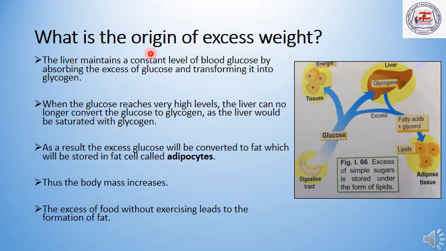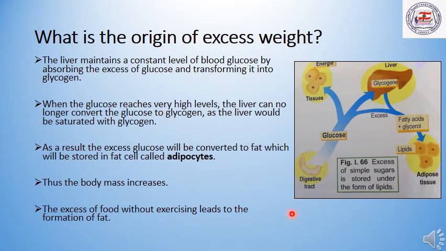What is the origin of excess weight? The liver maintains a constant level of blood glucose by absorbing the excess of glucose and transforming it into glycogen. When the glucose reaches very high levels, the liver can no longer convert the glucose to glycogen, as the liver would be saturated with glycogen. As a result, the excess of glucose will be converted to fat, which will be stored in fat cells called adipocytes. Thus, the body mass increases. The excess of food without exercising leads to the formation of fat.